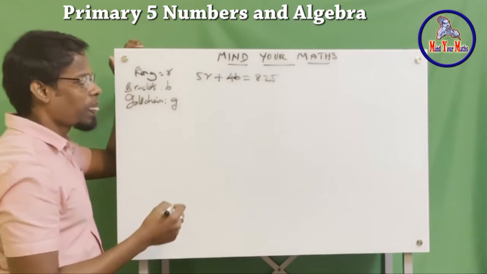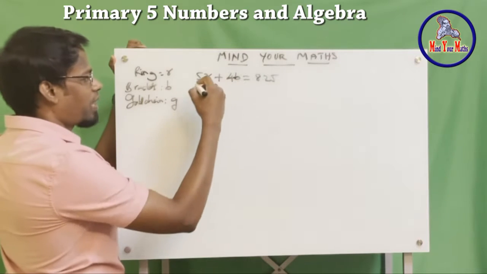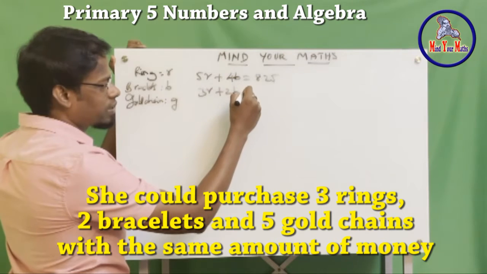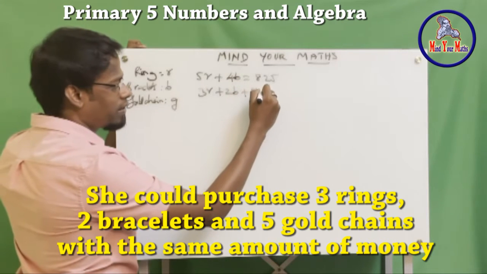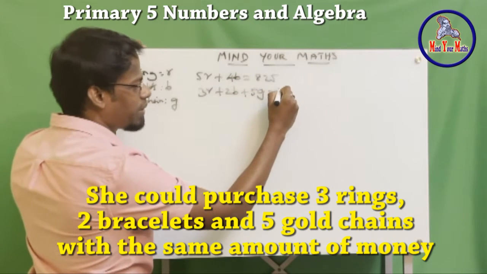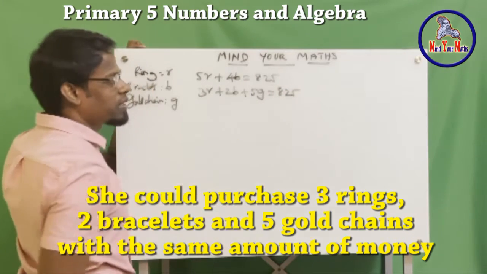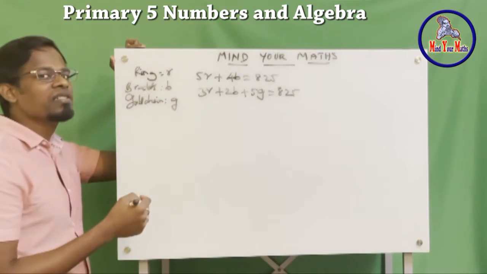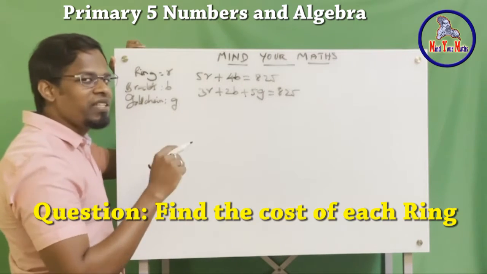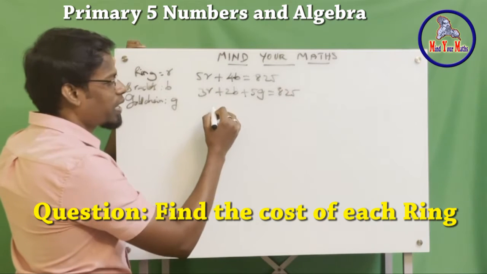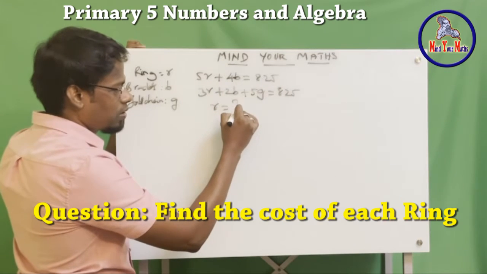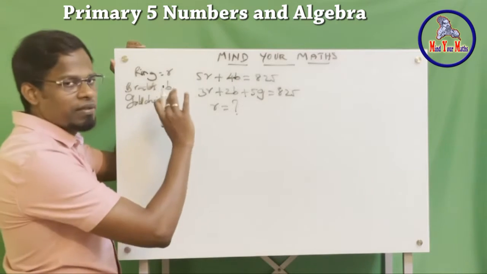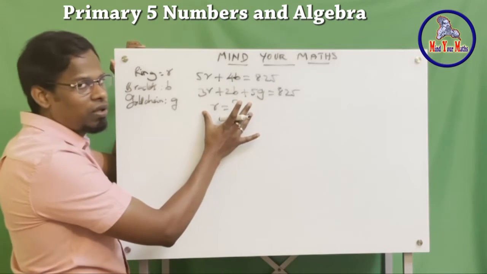Now as per the problem, it is given that 5 rings and 4 bracelets is equal to $825, right? And it is also given that 3 rings plus 2 bracelets plus 5 gold chains also cost the same price, right? So that's what is given in the problem. Now they have asked us to find how much each ring costs, which means the price of R. That's what they have asked us to find. Let's use these details to solve this problem.